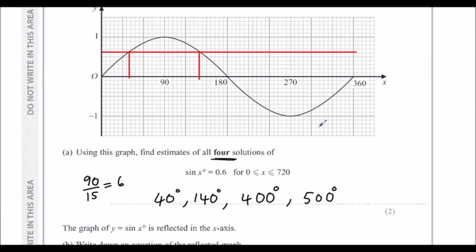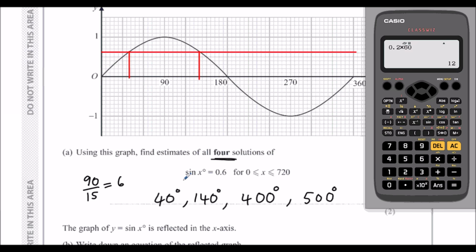I'm just going to solve this on a calculator. So I'm going to shift sine 0.6 and see what we should have got. So it's come out as 36.8, so 37. So something in that area. So if you got 38, it'd be 38 and 142. And then it will be 398 and 502. So something around there for our answers.